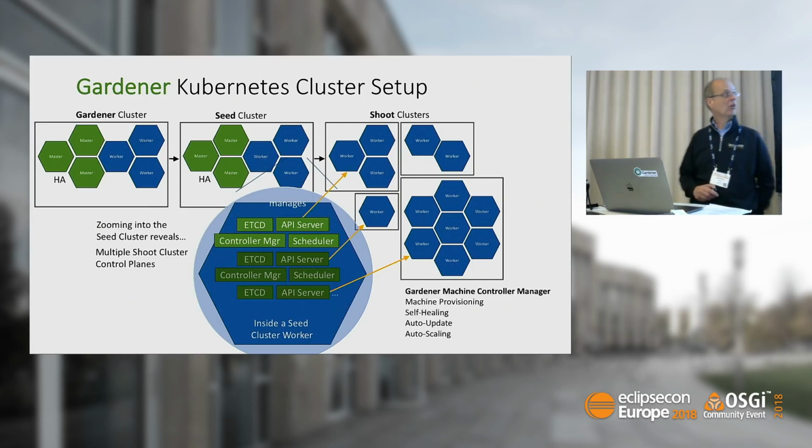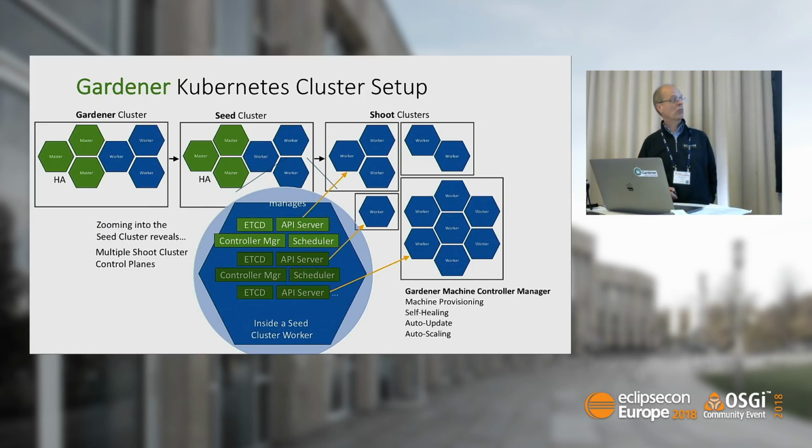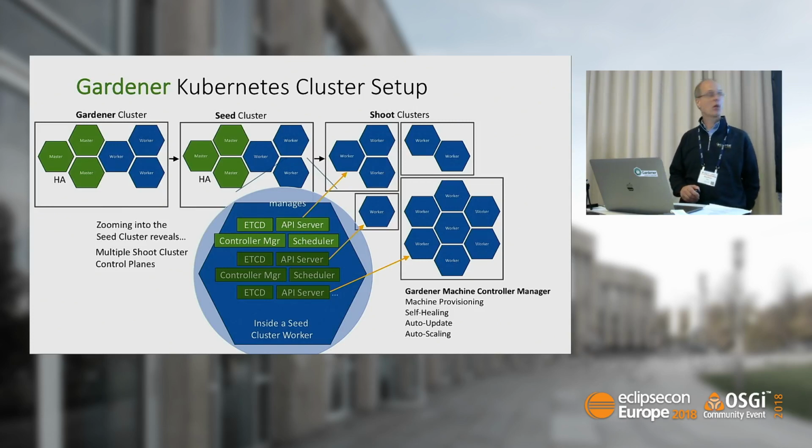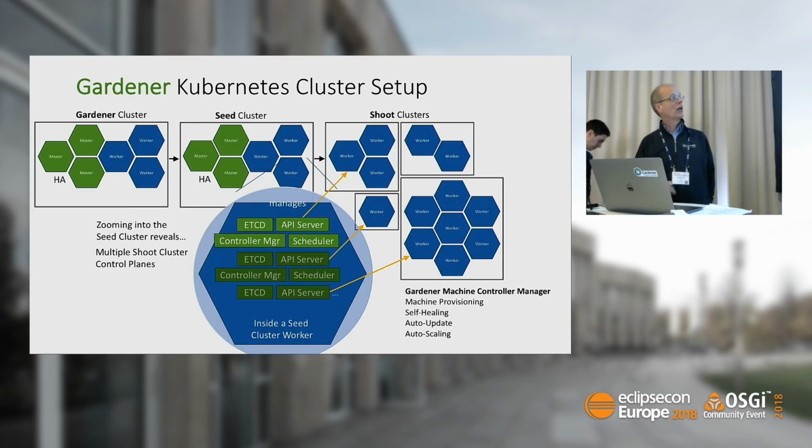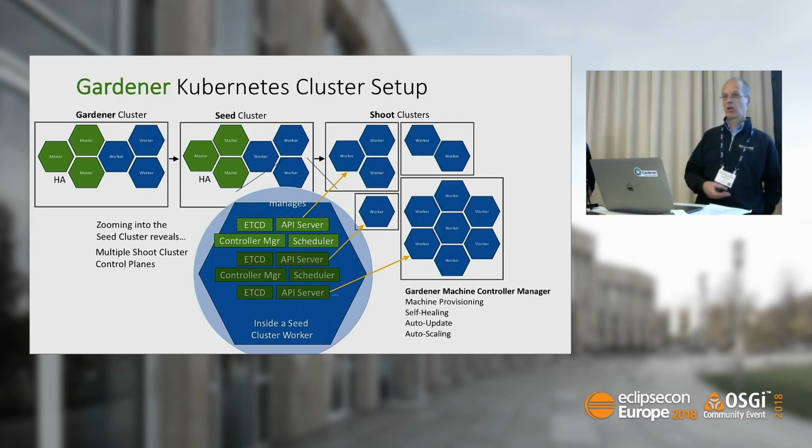And in addition, this is not on the diagram, we have a machine controller manager. This is another Kubernetes extension, which cares about machine provisioning, self-healing, auto-update, auto-scaling of the nodes underneath the Kubernetes cluster. So it's not only about spinning up the clusters, but also scaling up and down the machines underneath, which is currently not part of Kubernetes. So it's an extension.